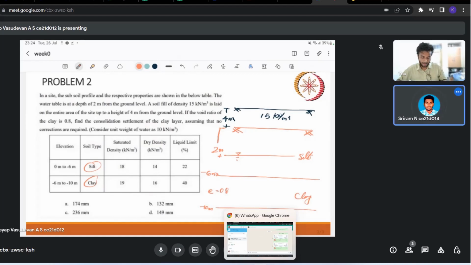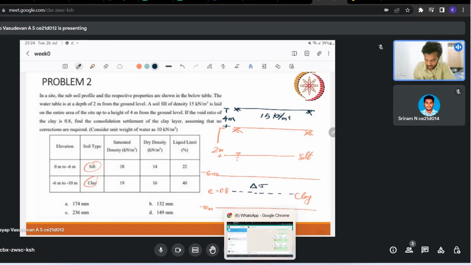So I think only the Cc value is not given in the question, which we can find using the correlation with the liquid limit. Then all the other data are provided. We can go with the formula. Since the fill is the new thing being introduced, there will be some extra new stress acting on the clay layer.